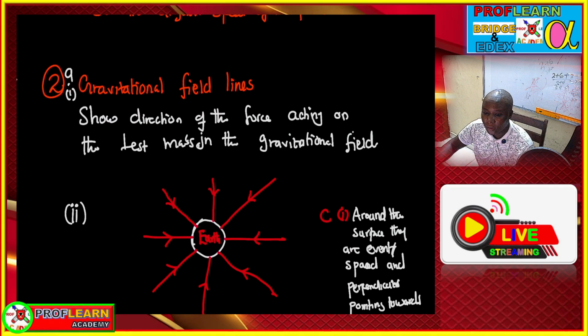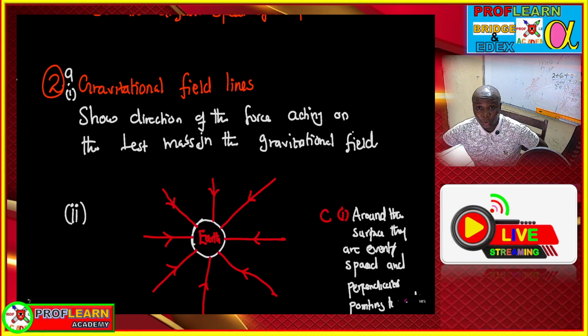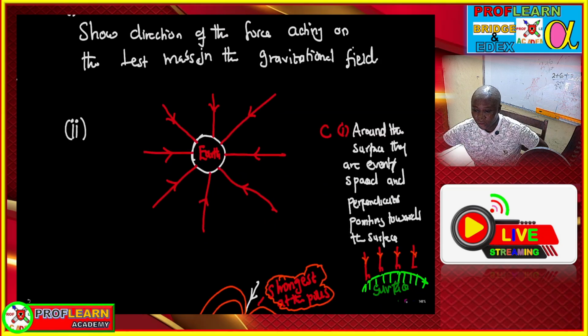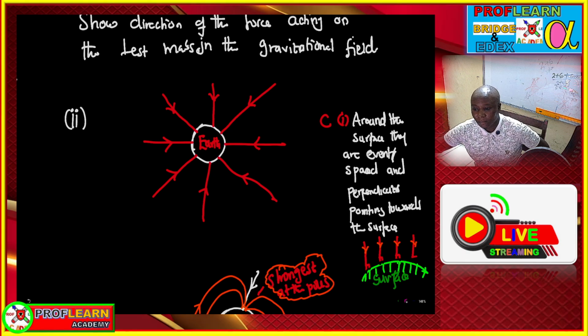The next topic was based on gravitational field in question 2. Now for gravitational field, you are supposed to state what the gravitational field lines indicate. We are going to say that they show the direction of the force acting on a test mass placed in that gravitational field. You need to remember also that from a point mass, the fields are going to be radial like that, and they are going to be directed towards the object, as if they are going to meet at the center.